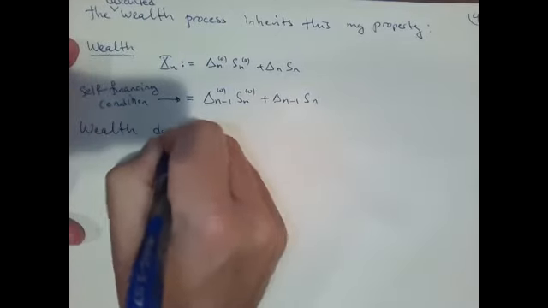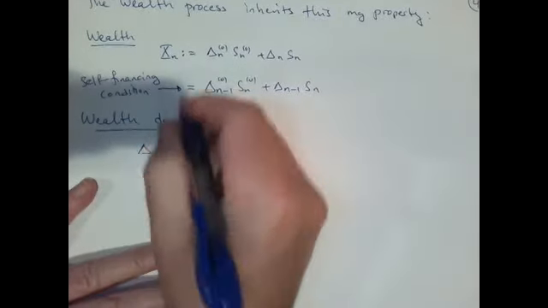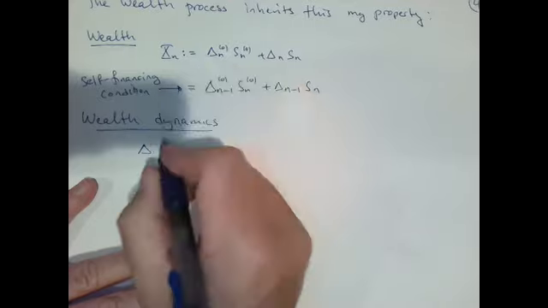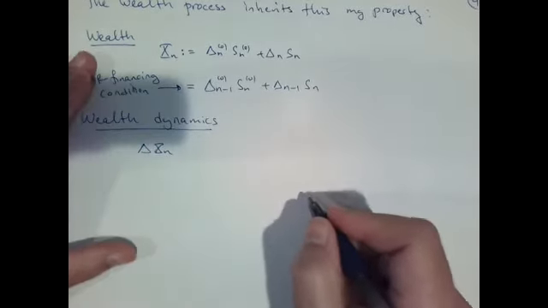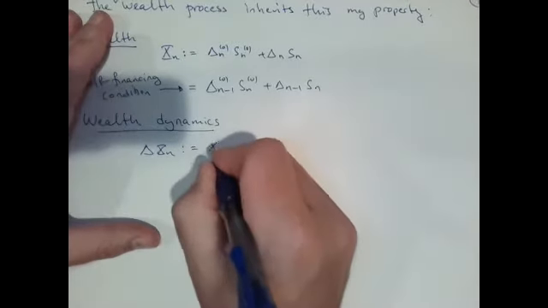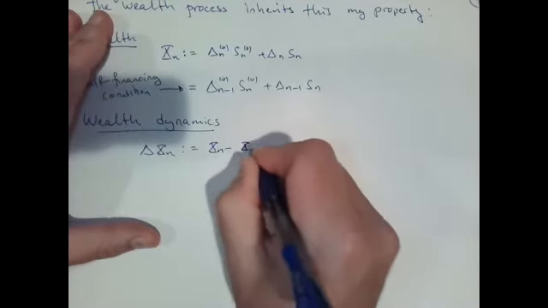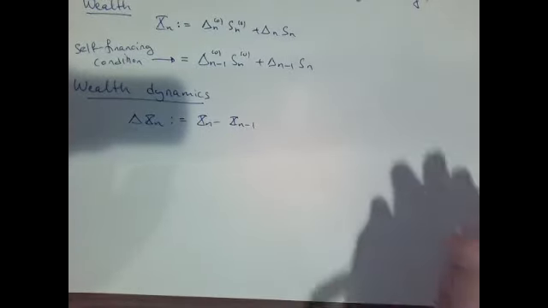So to get there, I first need the wealth dynamics. And the wealth dynamics is simply a change. How does this stochastic process change over time? So the change in the wealth is defined to be Xn minus Xn minus 1. Right, just a change. There's a question.